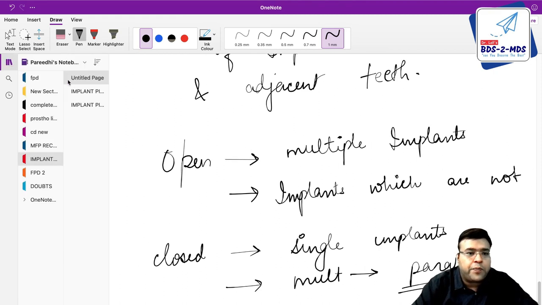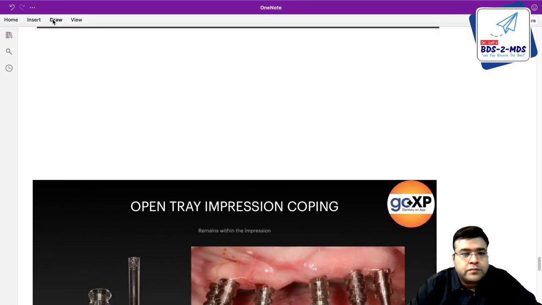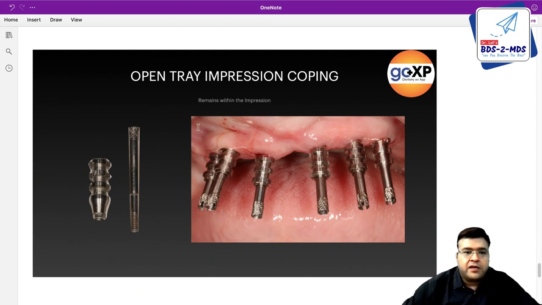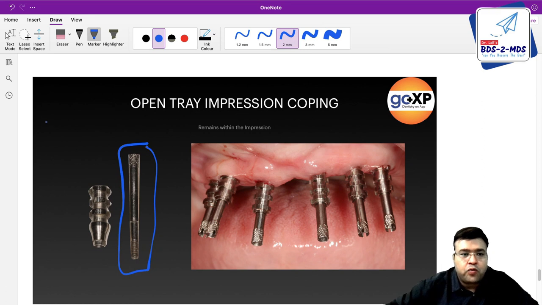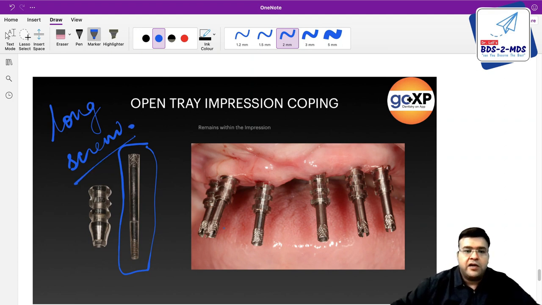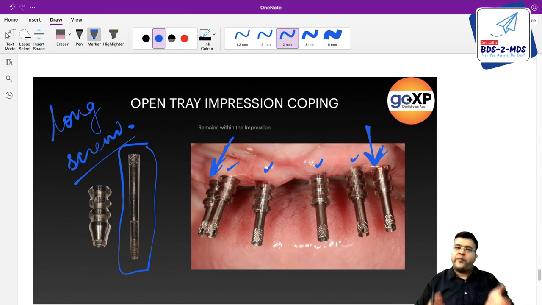So this is how an open tray coping looks. What you see here is an open tray coping. How do we identify the open tray coping? We have all read earlier that you have to have a long screw. This long screw will help you in identifying an open tray impression coping. Here you can see that we have 1, 2, 3, 4, 5, 6 multiple implants. The angulation of this implant is in this direction. The angulation of this implant is in the other direction. So I need something with which I can make an impression. I loosen my screws and when I take out the impression, all the impression copings come out along with the tray. That is what is called an open tray impression coping, right?